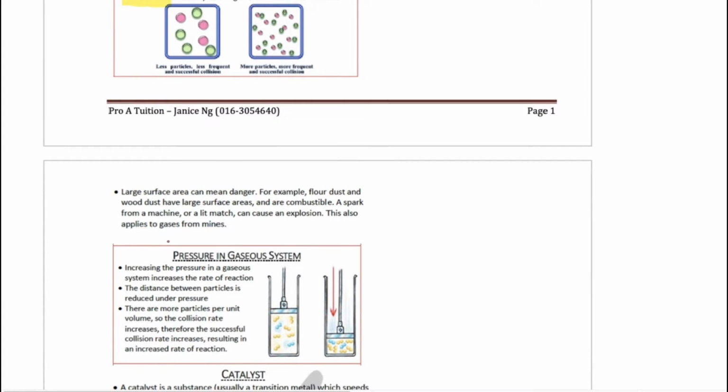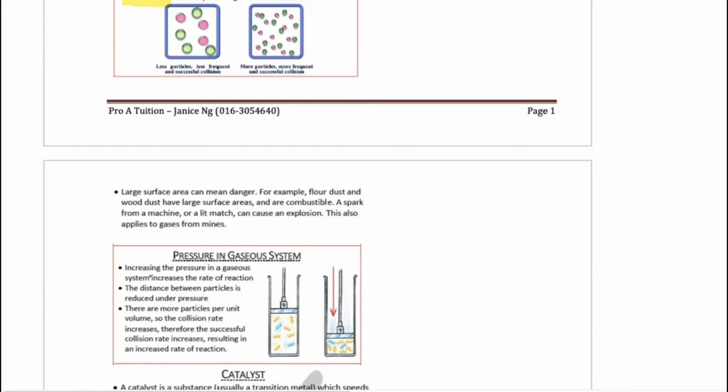Okay, then the next factor, pressure. Pressure is for gas, gaseous reactants. Okay. So of course, liquid and solid reactants are not affected by pressure. Okay. So the first point, increasing the pressure in a gaseous system increases the rate of reaction. Okay. So the reason, you can see it here. If you increase the pressure, the gas molecules are close to each other. Close to each other, of course, they will react easily.